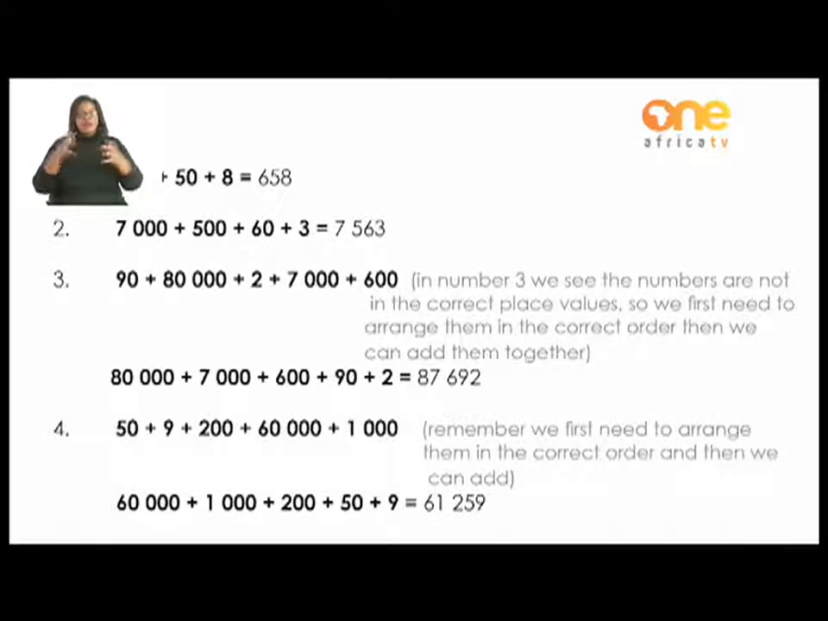So we're going to arrange them from the biggest number to the smallest. So our first big number is 80,000 plus 7,000 plus 600 plus 90 plus 2. And if we add it together, that gives me 87,692. Remember, we first arranged from the biggest value to the smallest value, and then we added together.